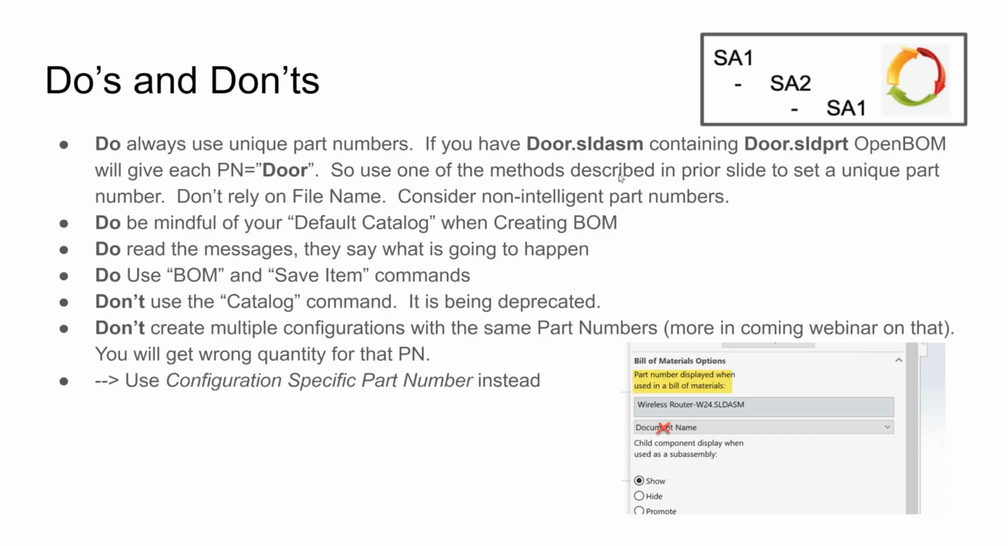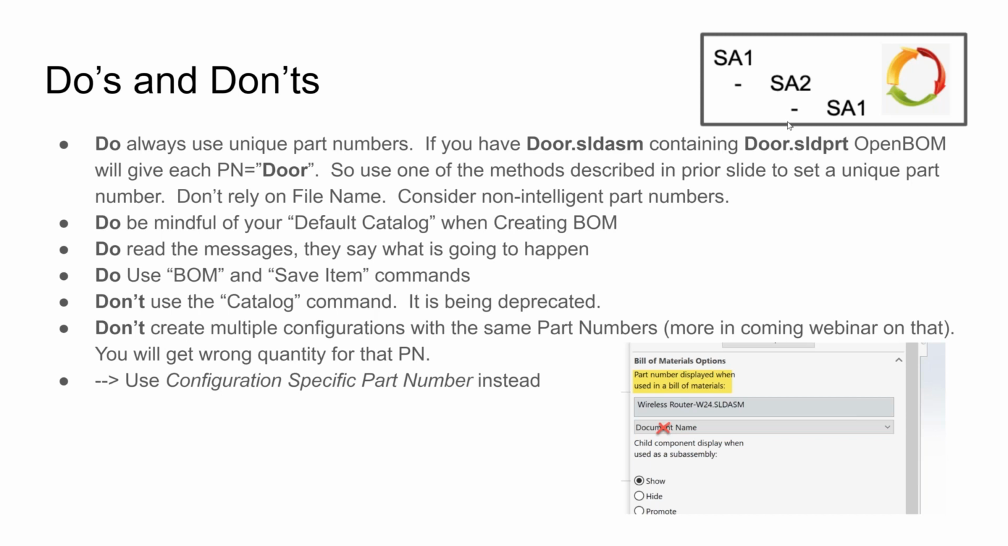So if you find yourself in that situation, you have a loop that is created here, and you're going to run into a logical problem. In other words, I have door calling door calling door. So what do you do there? You use one of the methods we described and put the part number either in configuration or custom or specific settings in SolidWorks. So just watch out, if you're using file name as part number, you can get yourself into this situation and create a loop.